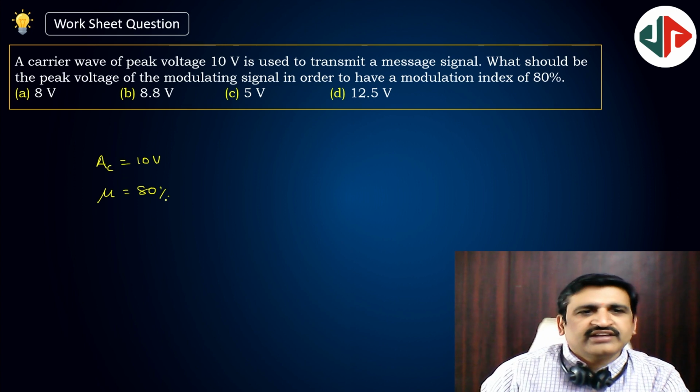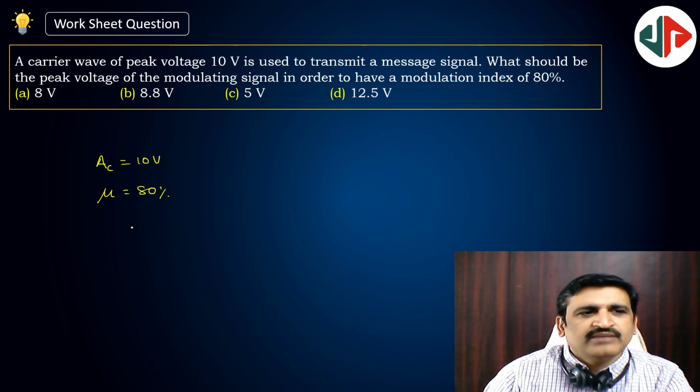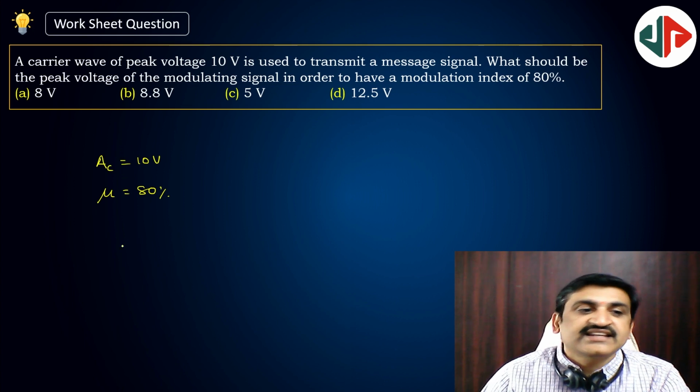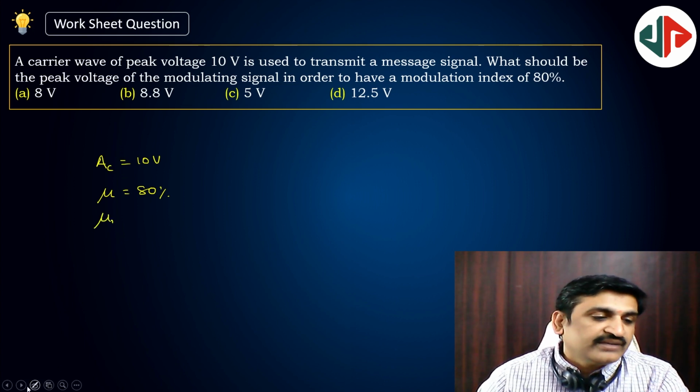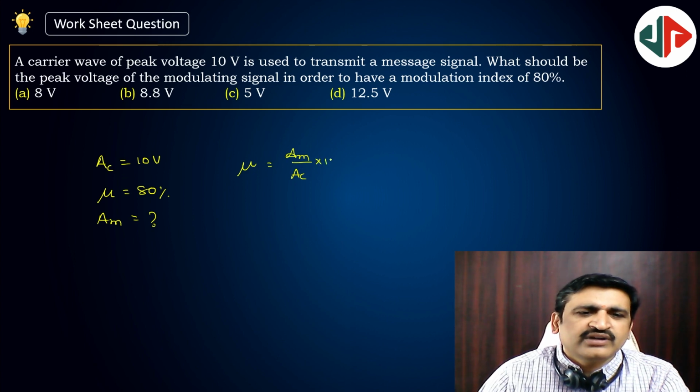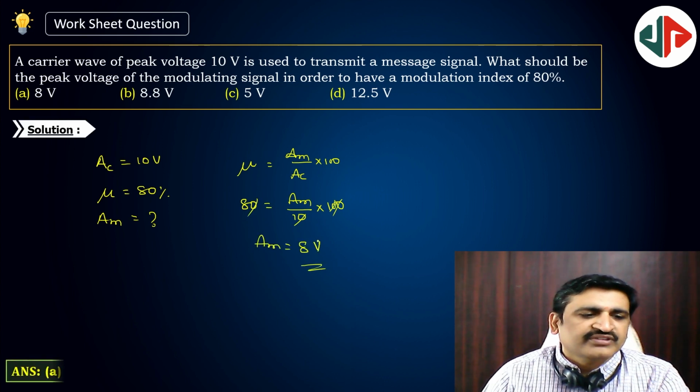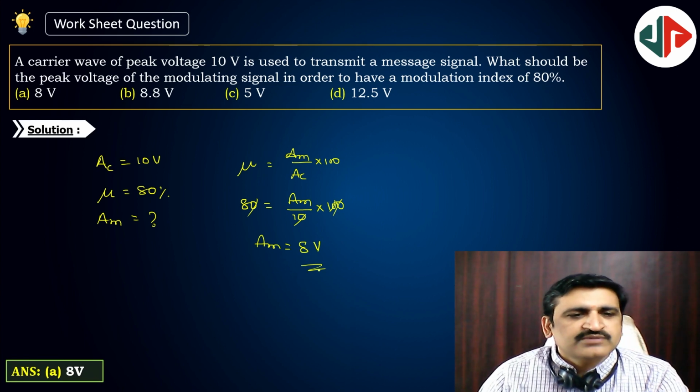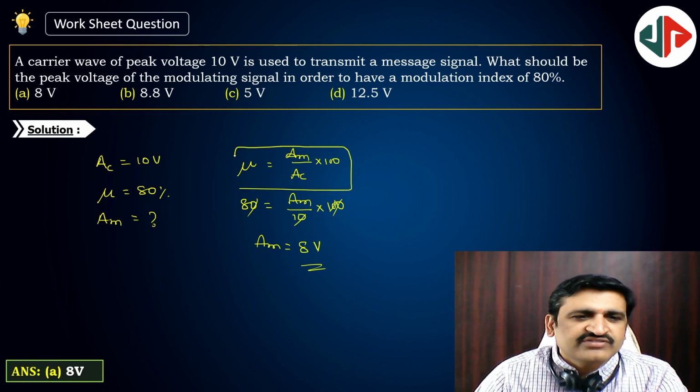Okay, carrier wave 10 volts, and we need the peak voltage of the modulating signal, AM, not mu m. Mu is equal to AM by AC into 100. So 80 is equal to AM by AC, which is 10, into 100. So the zeros cancel, and AM is equal to 8 volts. So this is a modulation index related question, and this is the formula for it.